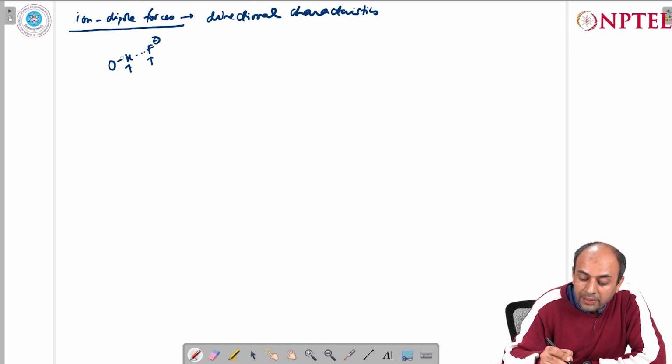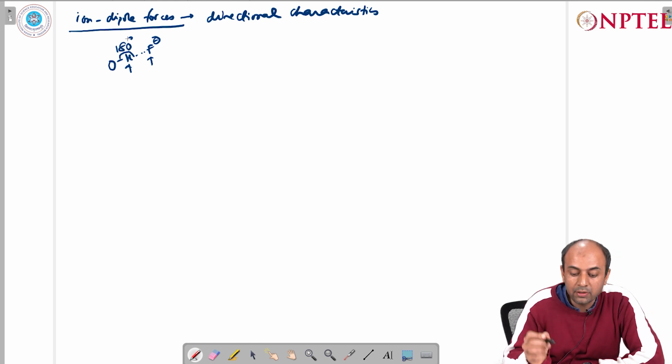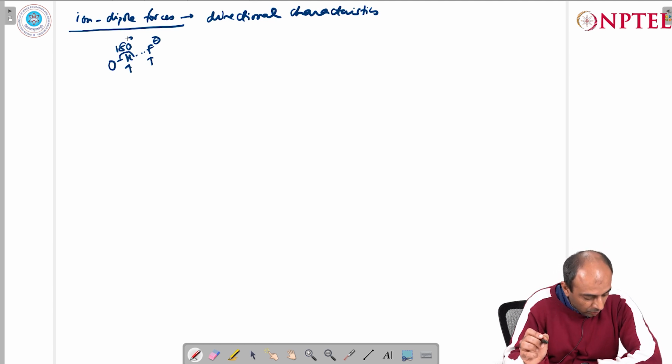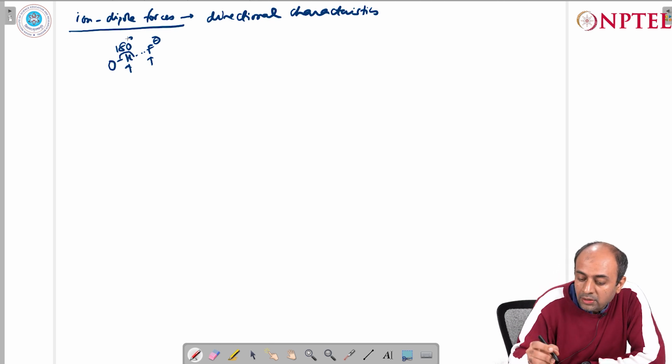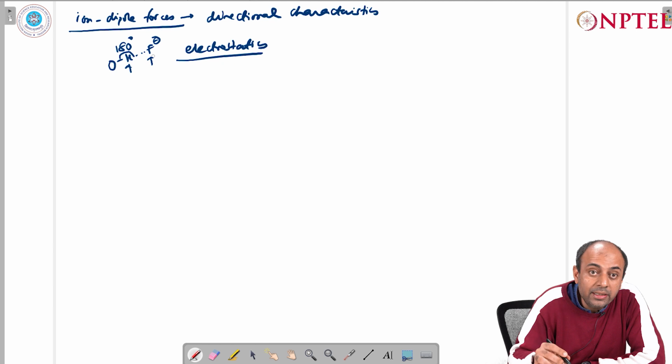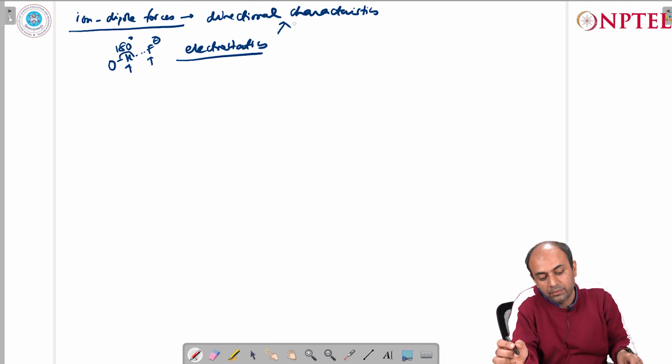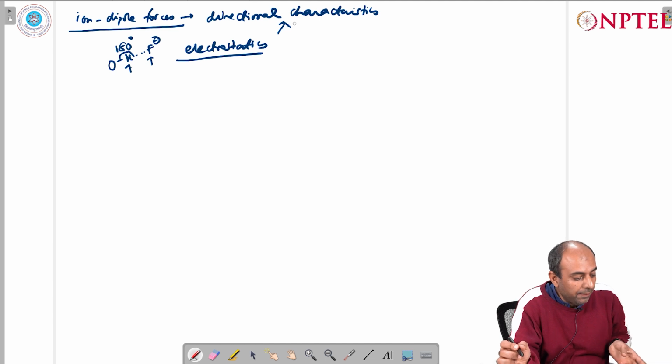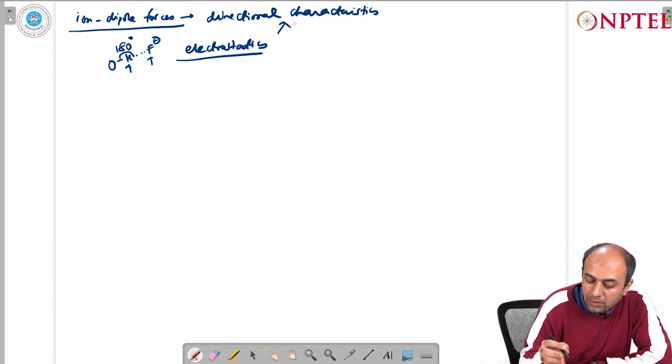For example, in an ideal environment, this angle at the hydrogen center should be 180 degrees, and that will constitute a linear and highly directional hydrogen bond. So although the origin is electrostatic in nature, as we see that it involves an anion, yet the ion dipole forces have directional characteristics, and we can also consider this in the following way.